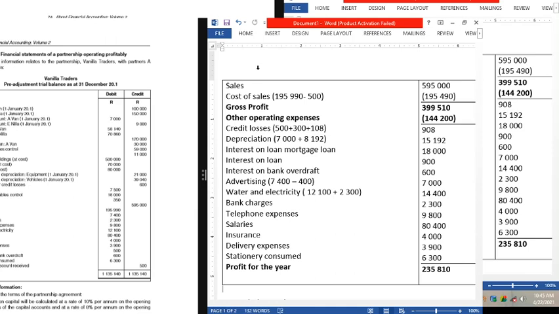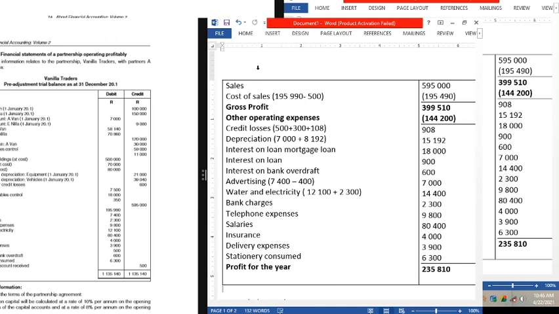So the first thing which we always calculate for is the gross profit. And then after, you can either calculate for other operating income or other operating expenses. It's all up to you. So our gross profit, the formula to get our gross profit is sales minus cost of sales. Sales minus cost of sales will give us our gross profit.